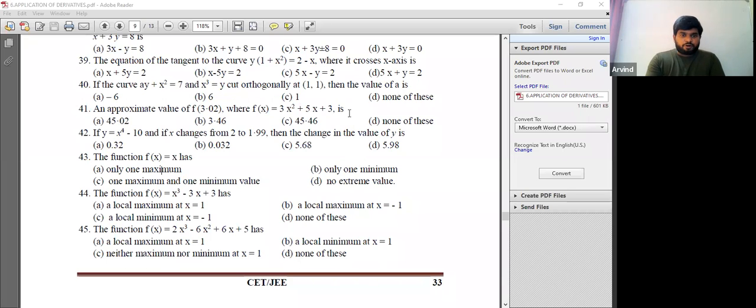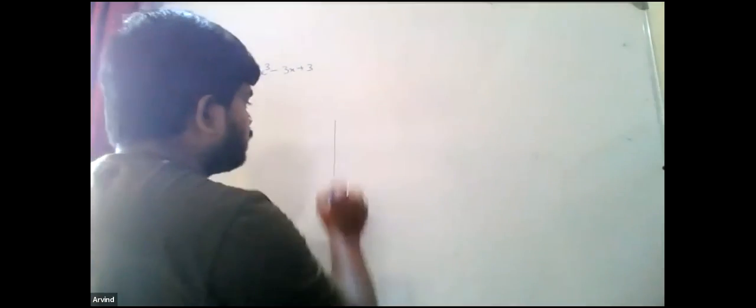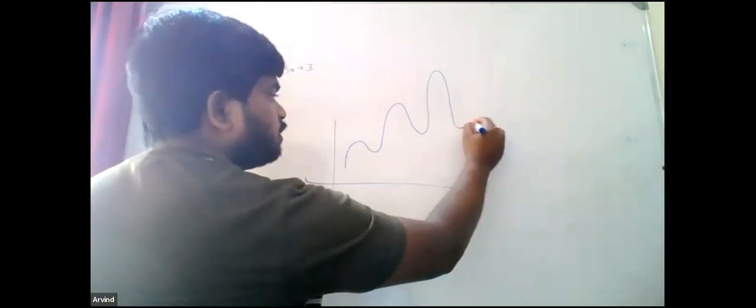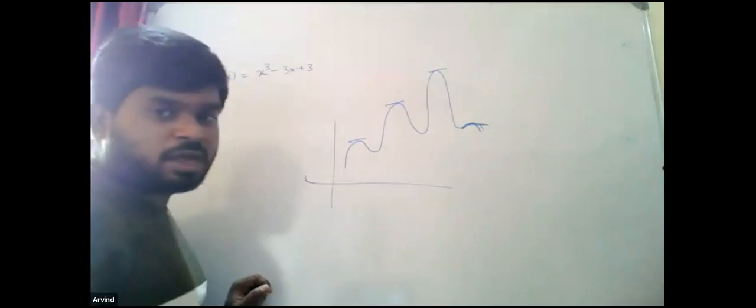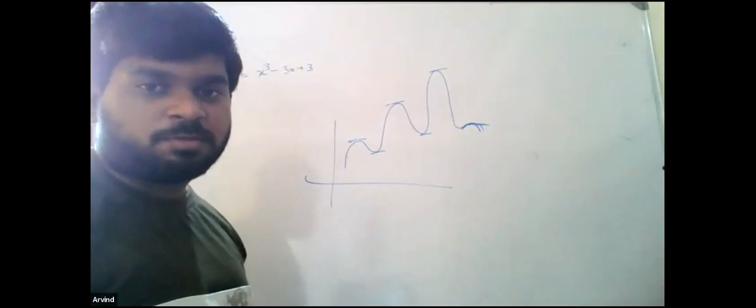So 44th one, f of x is equal to x cube minus 3x plus 3. And see here, there is a difference between local maximum and absolute maximum. Okay, let's take a curve something like this. You can observe there are many maximums. All these are local maximums, and you also got local minimums. These are local minimums.